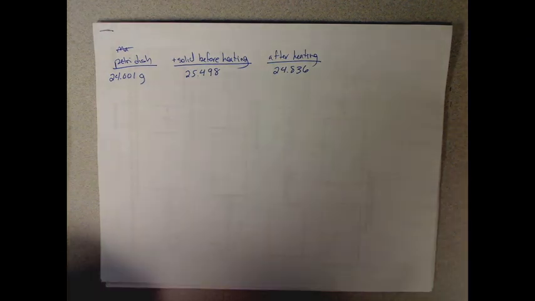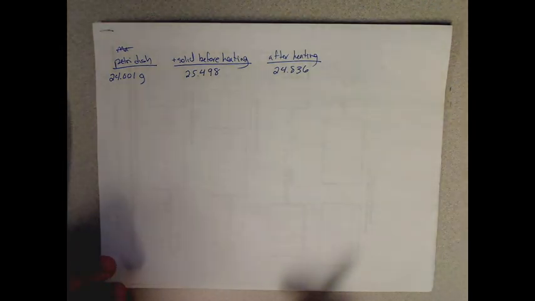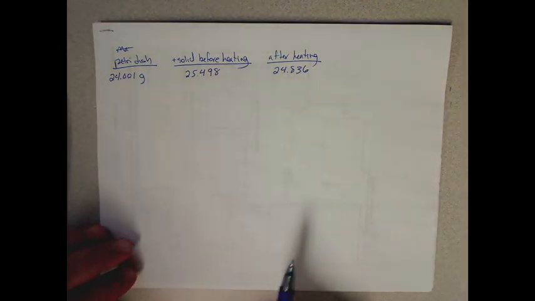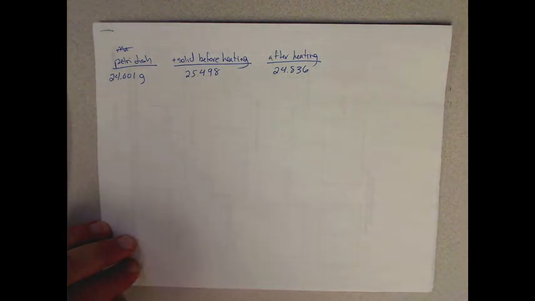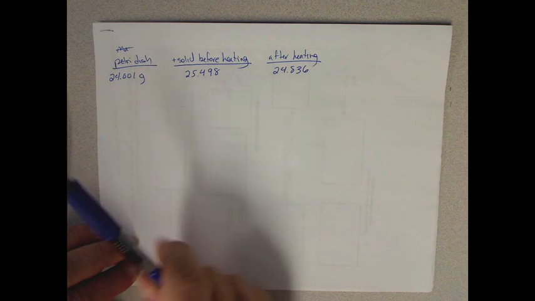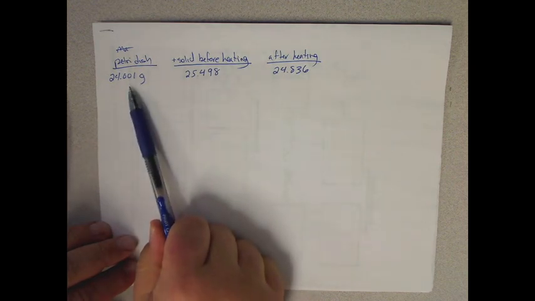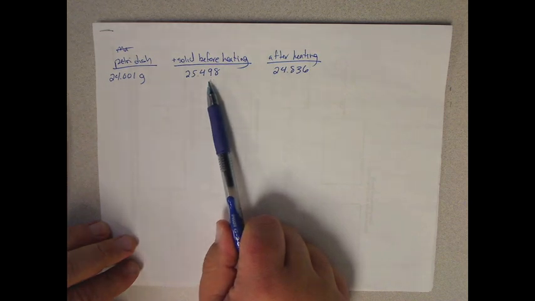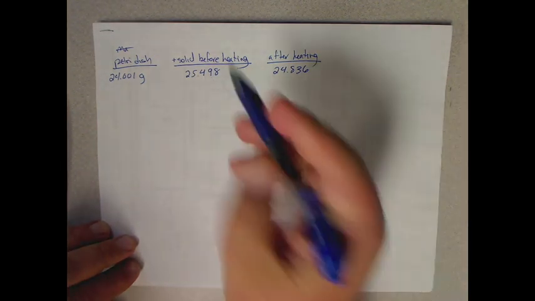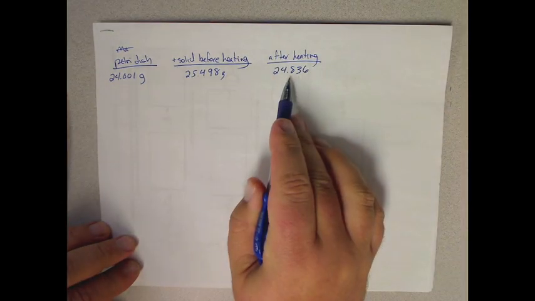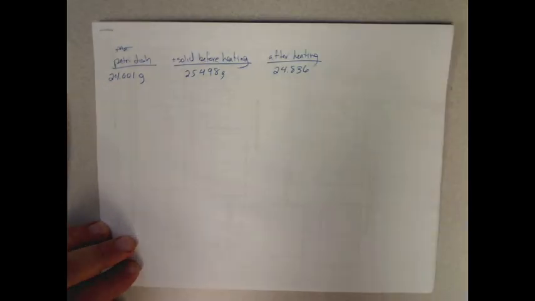All right, so this is the post-lab exercise for the molecular formula with the copper chloride. This is just some imaginary data. It doesn't have anything to do with actually our formula. But let's say we took the mass of our petri dish, which we say is 24.001 grams, and the solid before heating was 25.498 grams. Once we added the solid of unknown formula, then we had our after heating, which would be 24.836.